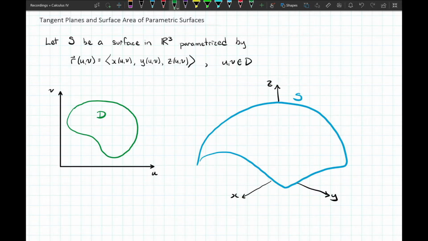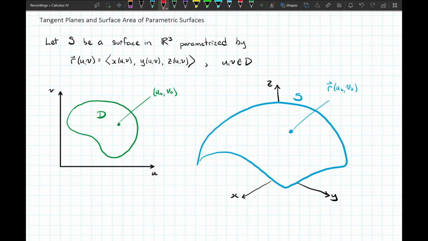Now, let me try to help to actually visualize this parameter domain and how it maps onto the surface. So if we were to take a point in the parameter domain, let's say that this is the point u equals u naught, v equals v naught. That point is going to get mapped onto the surface by plugging it into our parameterization. And this is going to be a point given by r of u naught, v naught.